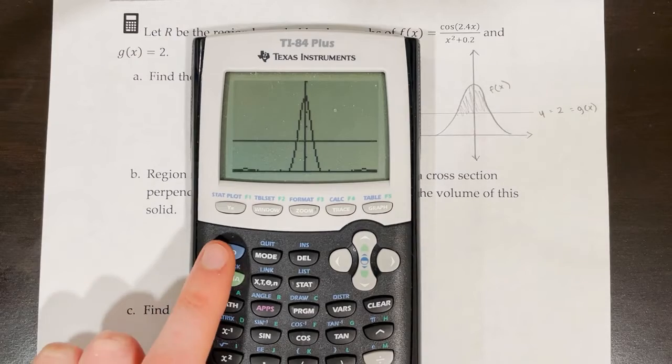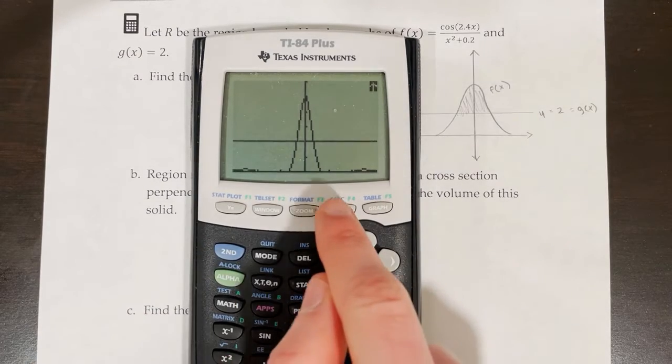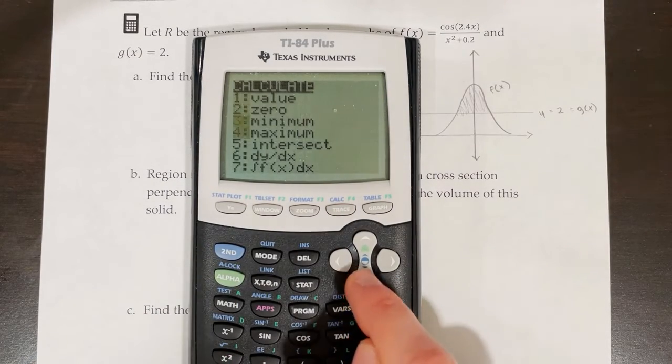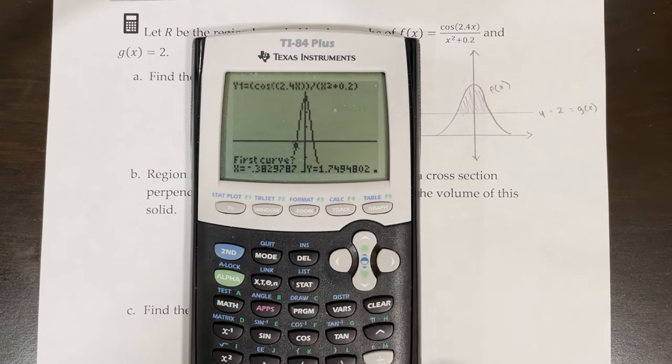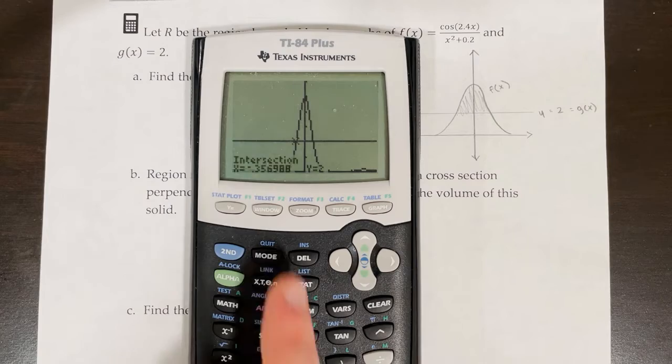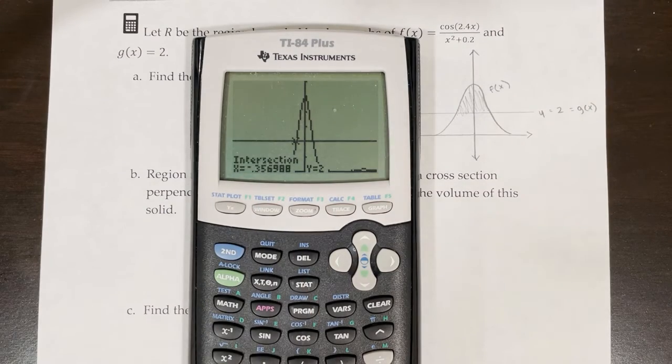points of intersection. So I can do second and then hit the trace button to calculate number 5, the intersection point. Now move the little cursor over so that it's closer to this intersection point, hit enter, enter again, enter one more time, and then it's going to give us our x value. And I'm going to jot this down as the point where f of x and g of x are intersecting.